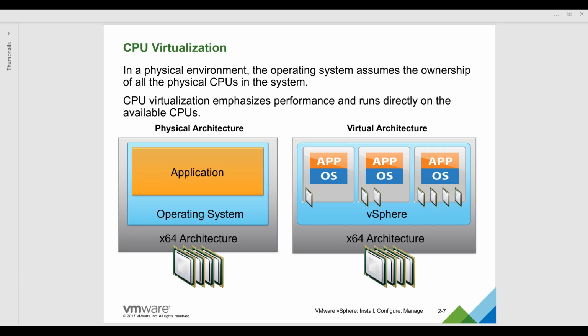As you see right here on the physical architecture box, we have your application, your operating system, and your CPU. The only machine that can use all the allocated CPUs is the one machine dedicated to the physical architecture. Virtual architecture: you notice the CPUs here? You have these 4. They're allocated across VM1, VM2, and VM3.